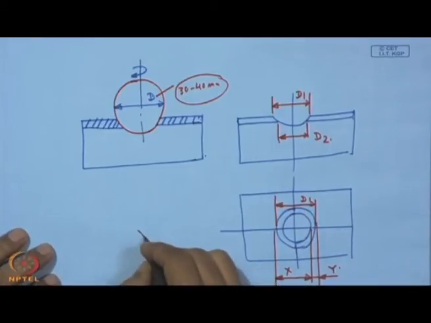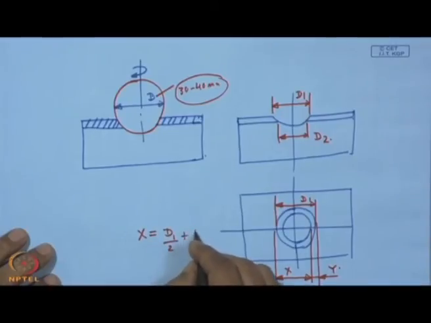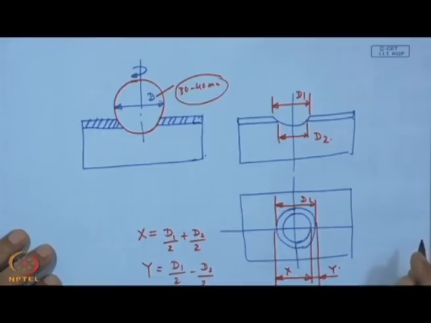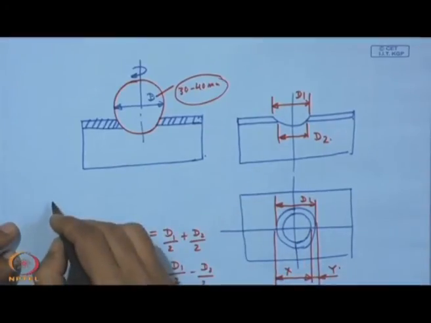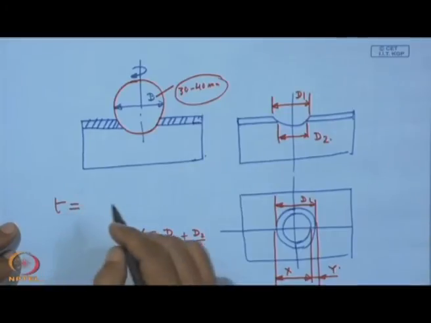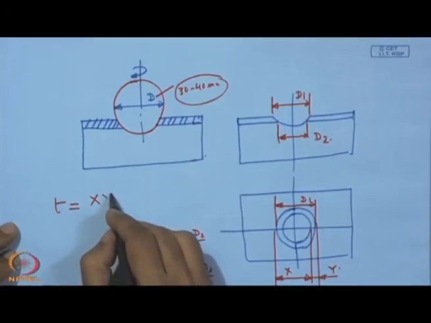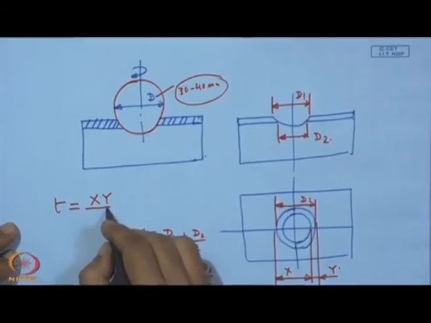x is equal to d1 plus d2 by 2. So, that is x, and what is y? That is d1 by 2 minus d2 by 2. This d1 and d2 we can measure clearly under the microscope, and capital D is the diameter of the ball. So, from there we can have this relation which can also be geometrically deduced.